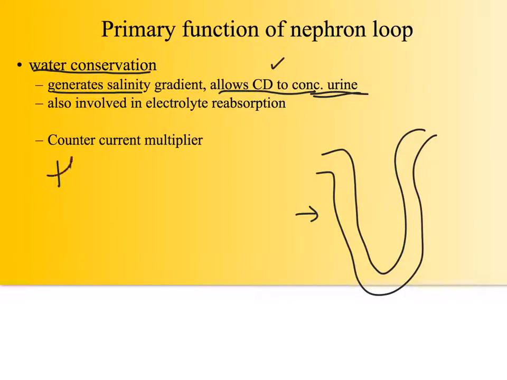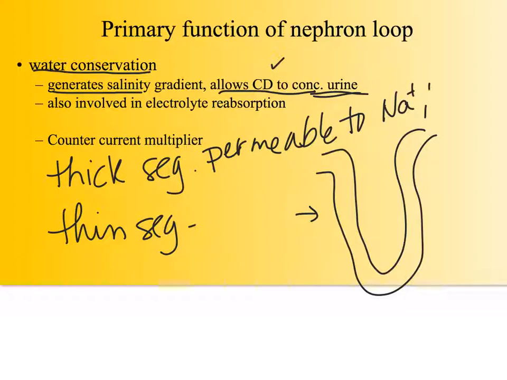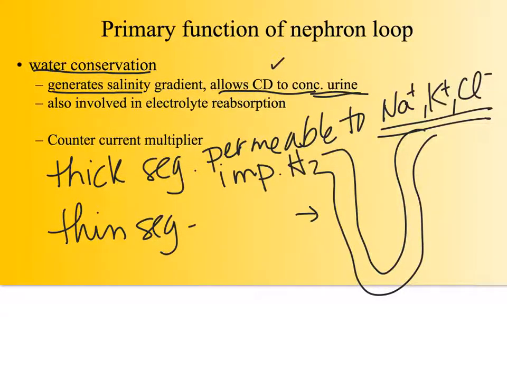Remember we have the thick segment and we have the thin segment. The thick segment is permeable to sodium, potassium, and chloride. It's also impermeable to water, so water can't go through it. The only things that can go in and out of it are these ions.